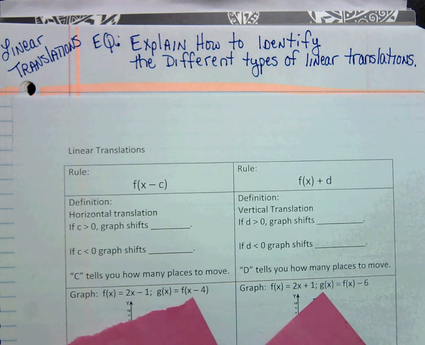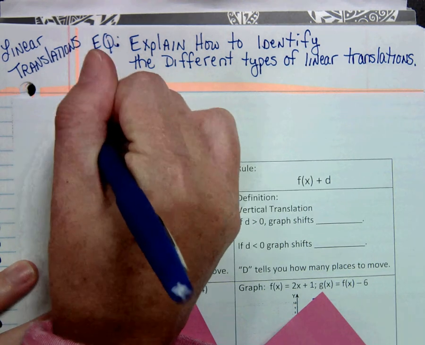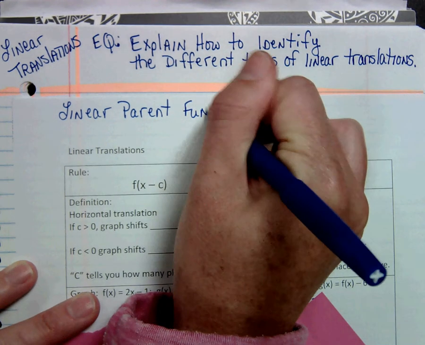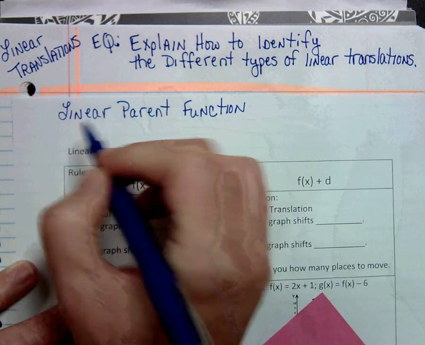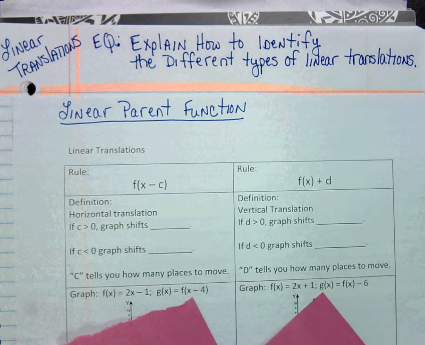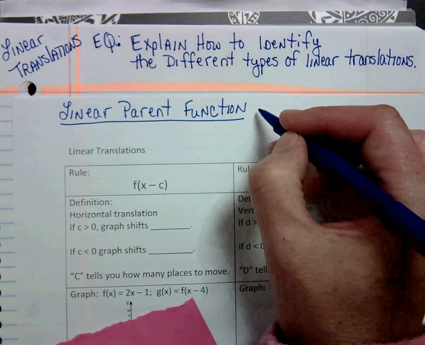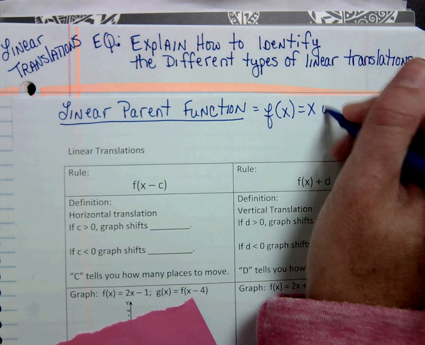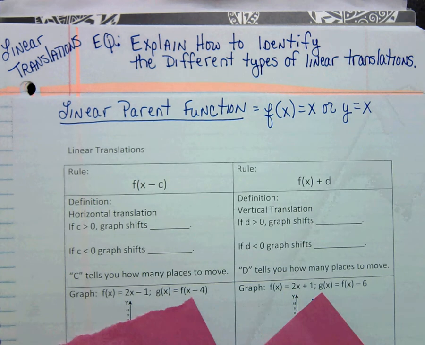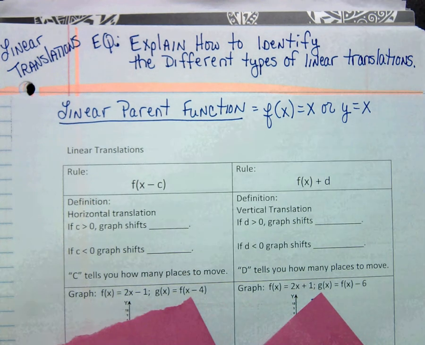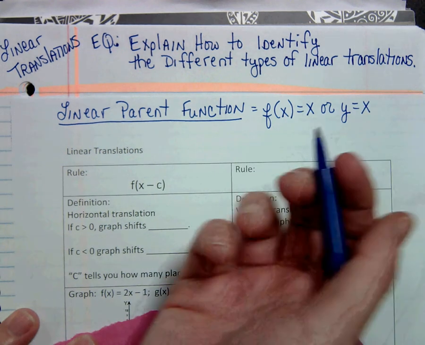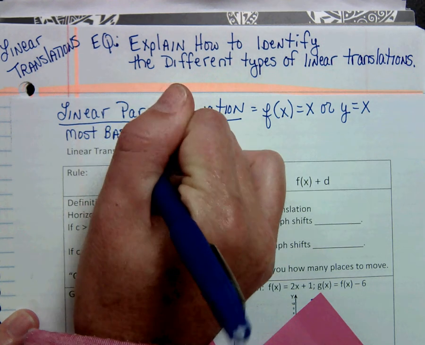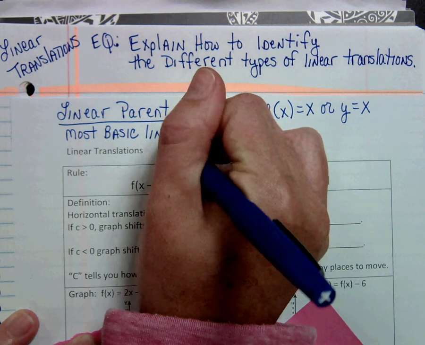Okay, the first thing that I want to tell you about is the linear parent function. This is really important because with all of the transformations that we talk about, one of the things we're going to be doing is comparing it to the linear parent function. Now, the linear parent function is simply f of x equals x, or another way to think of it is y equals x. So notice it's a very simple, basic linear equation, and that's why it's the parent function. And this would be a definition you could include in your vocabulary: it is the most basic linear function.